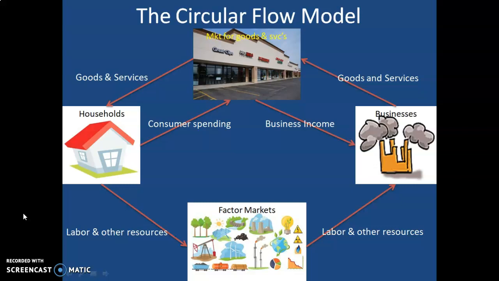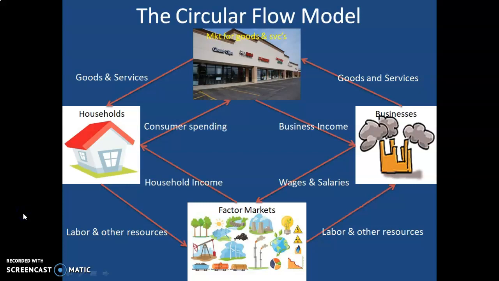Now, business income, what does that become? The businesses, remember, had to get labor and other resources from the households. So the households didn't provide the labor and resources for free, did they? No, they want something in return. And so what the business has to do is they take that business income and they convert that to wages and salaries. So you're going to have wages and salaries going down to the factors market. And now we're going to change the name: when that money hits the household, it's no longer called wages and salaries. Now it is called household income.